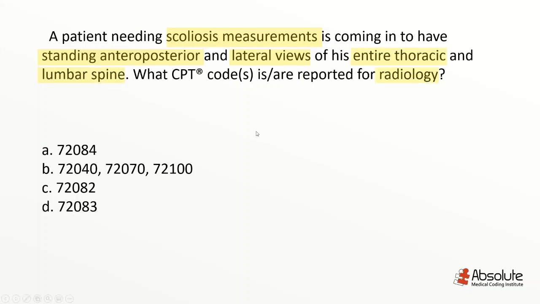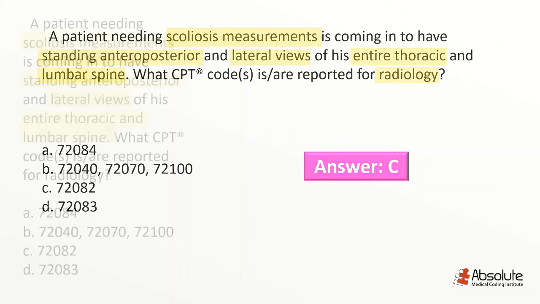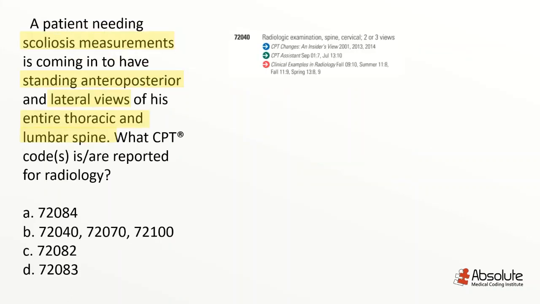So here we go. We've got the scoliosis measurements. They're standing, and the anterior, posterior, and lateral views of the entire thoracic lumbar spine are taken. How do we report it? We need code for answer C, 72082. So how did we get there?